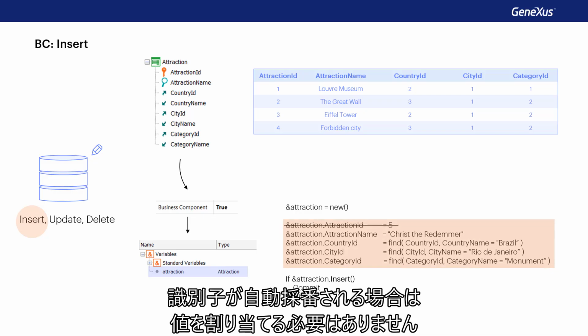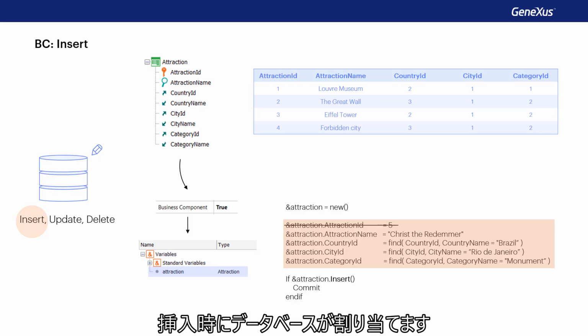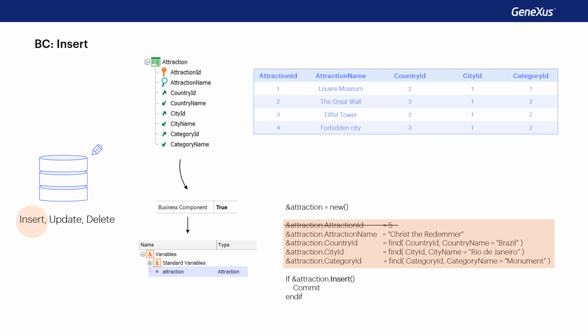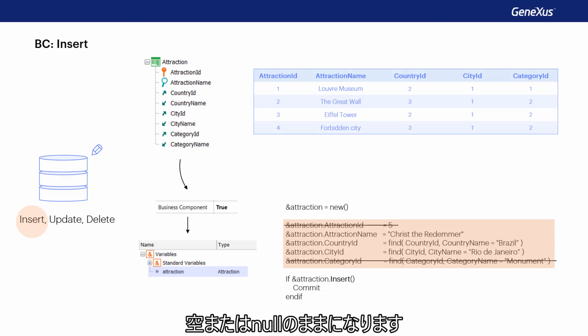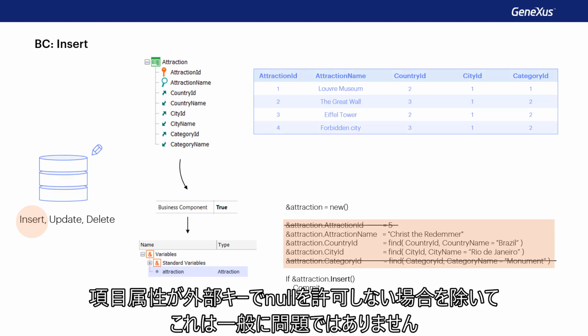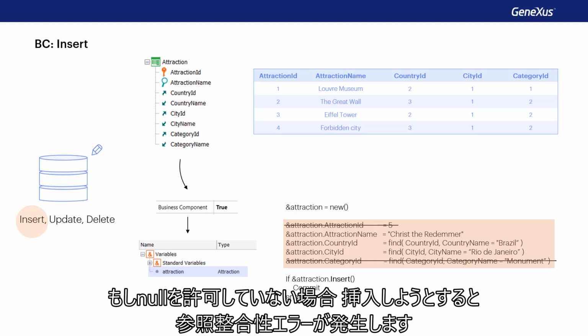If the identifier is auto-numbered, there's no need to assign it a value. The database will do it when we insert it. If no value is assigned to any attribute in the table, it'll remain empty or null. This is not a problem in general, except for the case in which the attribute is a foreign key and does not admit nulls. There, if we try to insert it, we will get a reference integrity failure error.